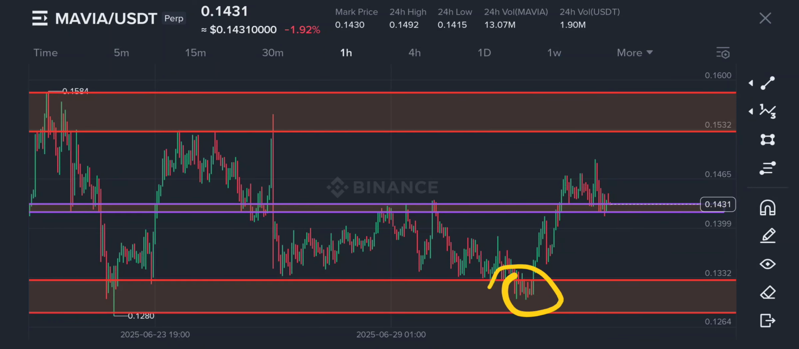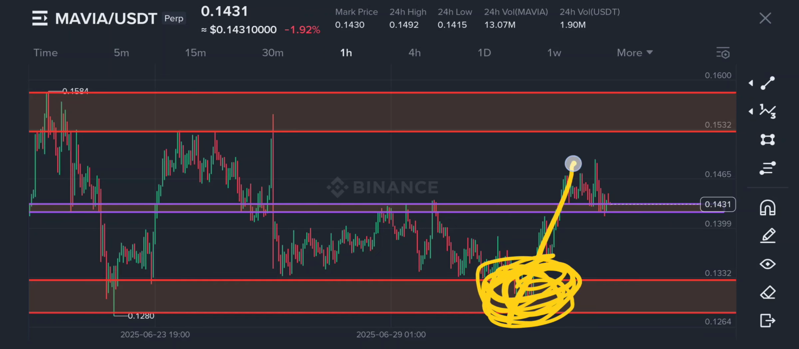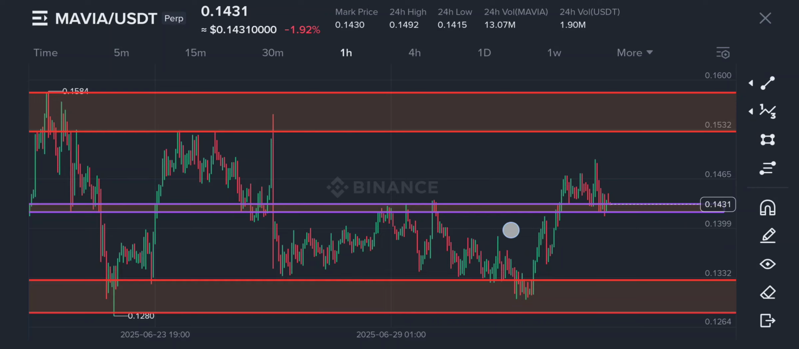That was maybe why Chris commented double bottom. And you can see from here I dropped a call. See how it has played out. So that is the analysis on Mavia.